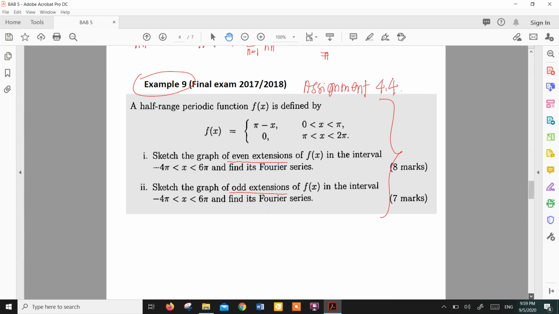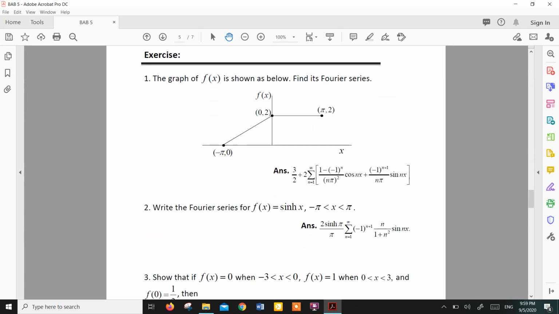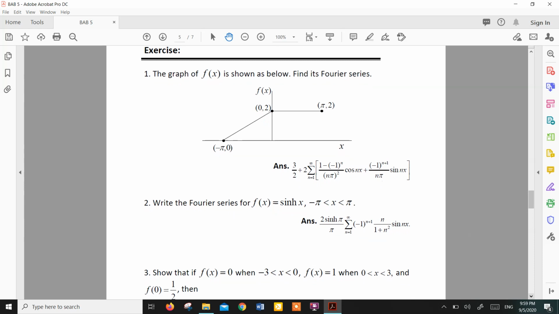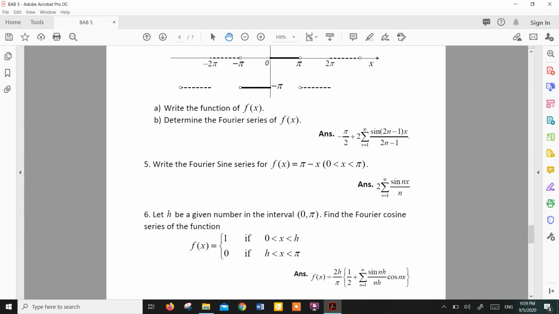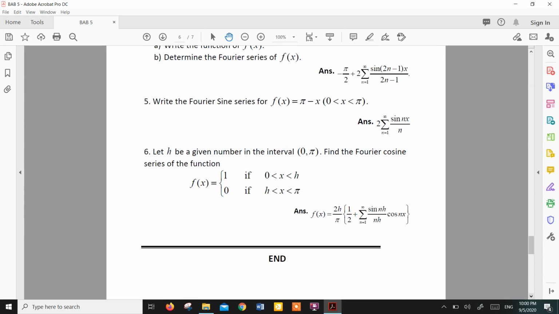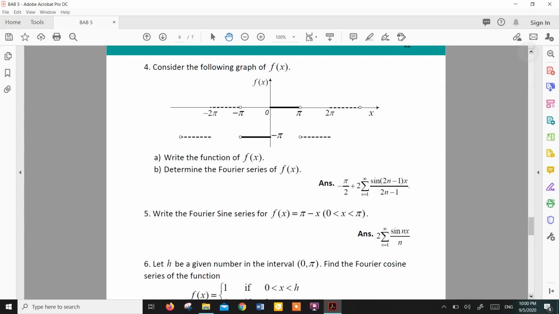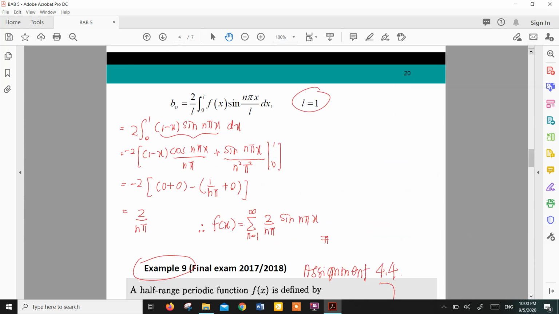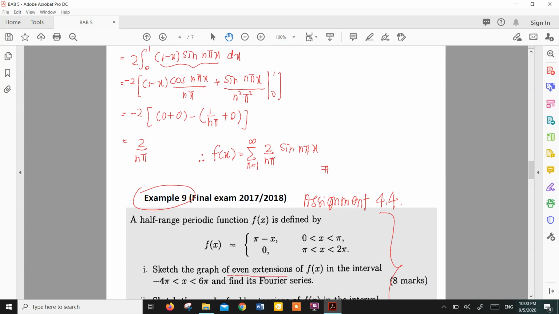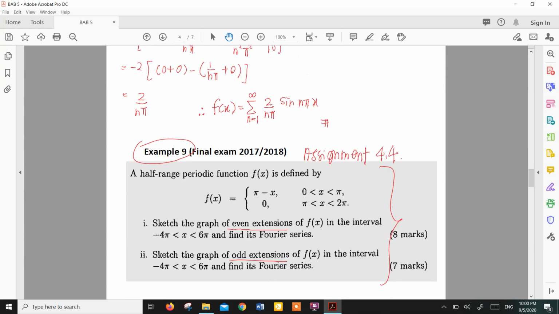In the next page you have exercise. For this exercise, just do it, no need to submit as your assignment. You have 6 questions. Just do it, no need to submit. Just submit this example 9 as your assignment 4.4.